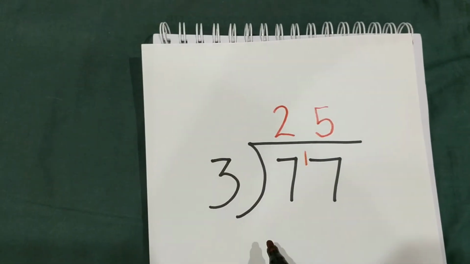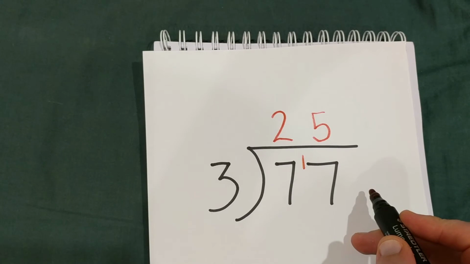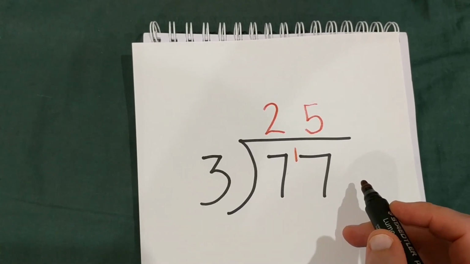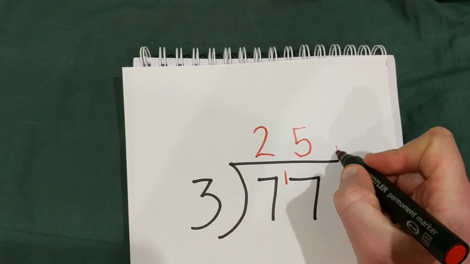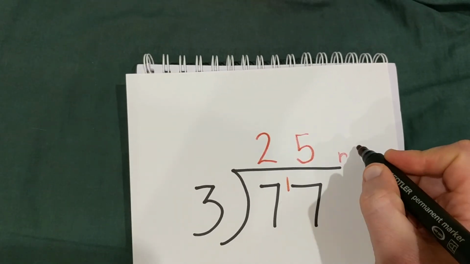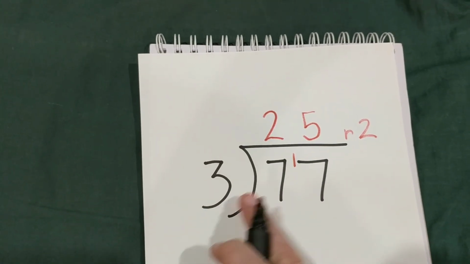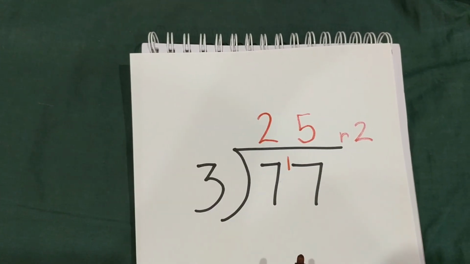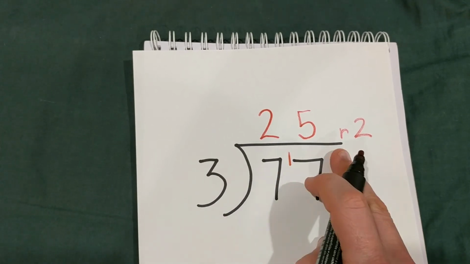So 5 at the top, and with that 2 left over, there's no more digits, we've run out, and we can't put 3 into 2, so we just have to leave that as a remainder. And the way you write the remainder is with a little r, and then however many is left over. So we can say that 3 goes into 77 25 times, with 2 left over, or 77 divided by 3 is 25, remainder 2.